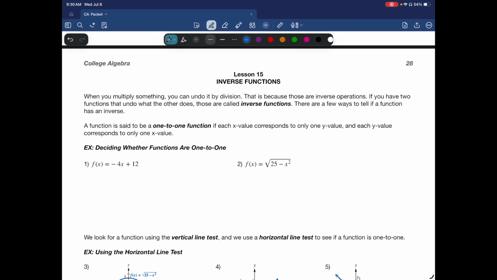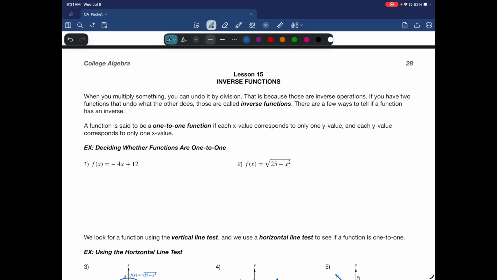There are a few ways to tell if a function has an inverse. A function is said to be one-to-one if each x value corresponds to one and only one y value, and the one y value corresponds to one x value. In the beginning, we talked about how a relation is a function if none of the x's repeat, and we didn't care about the y's. Now we care about the y's. If none of the x's repeat, it's a function. If none of the x's or y's repeat, it's one-to-one, and it has an inverse.